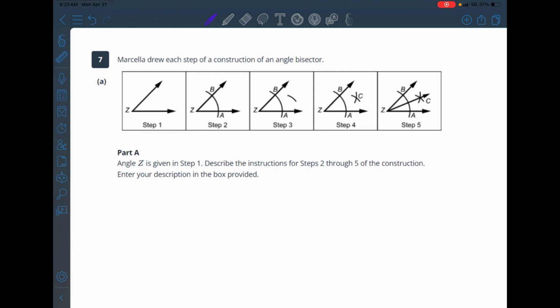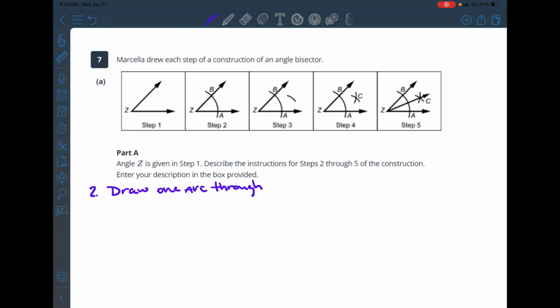We went through and we said, hey, what's different from step 2 that's not in step 1? So we're going to say step 2. We have this arc. So we're going to say draw one arc through, and we can't just say through the angle. We've got to list our rays here. So we've got ZB and ZA now. So we're going to say ray ZB and ray ZA. Now you're going to have to use these little symbols, so be careful on your tools and figure out where those are.